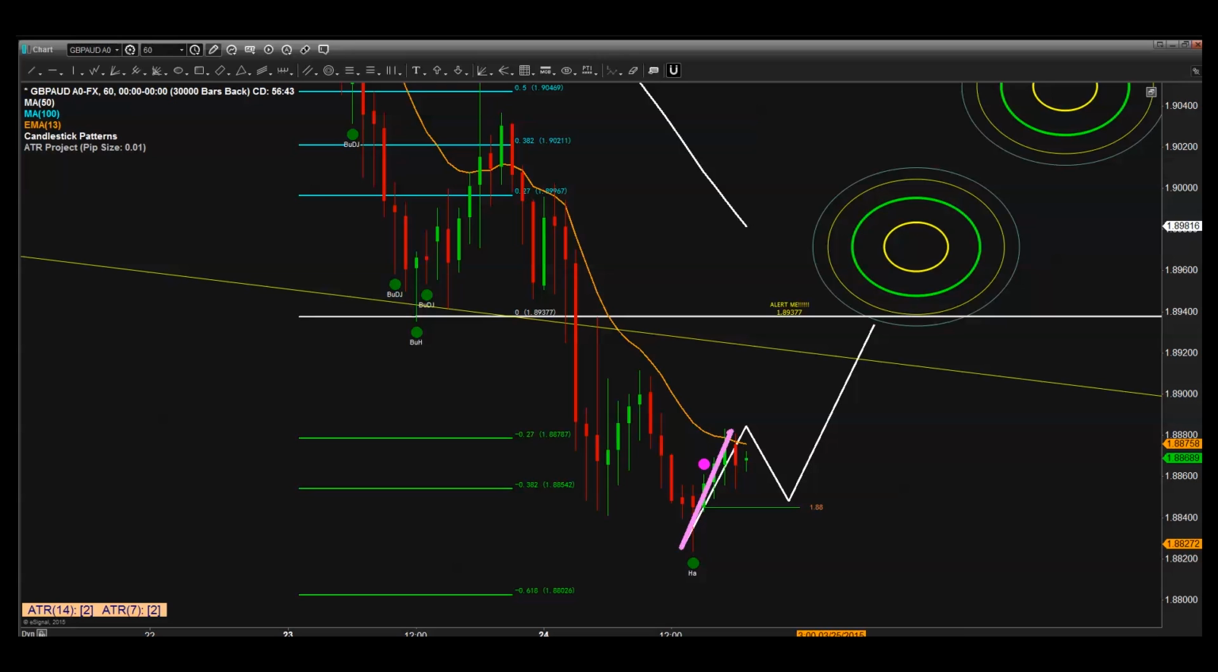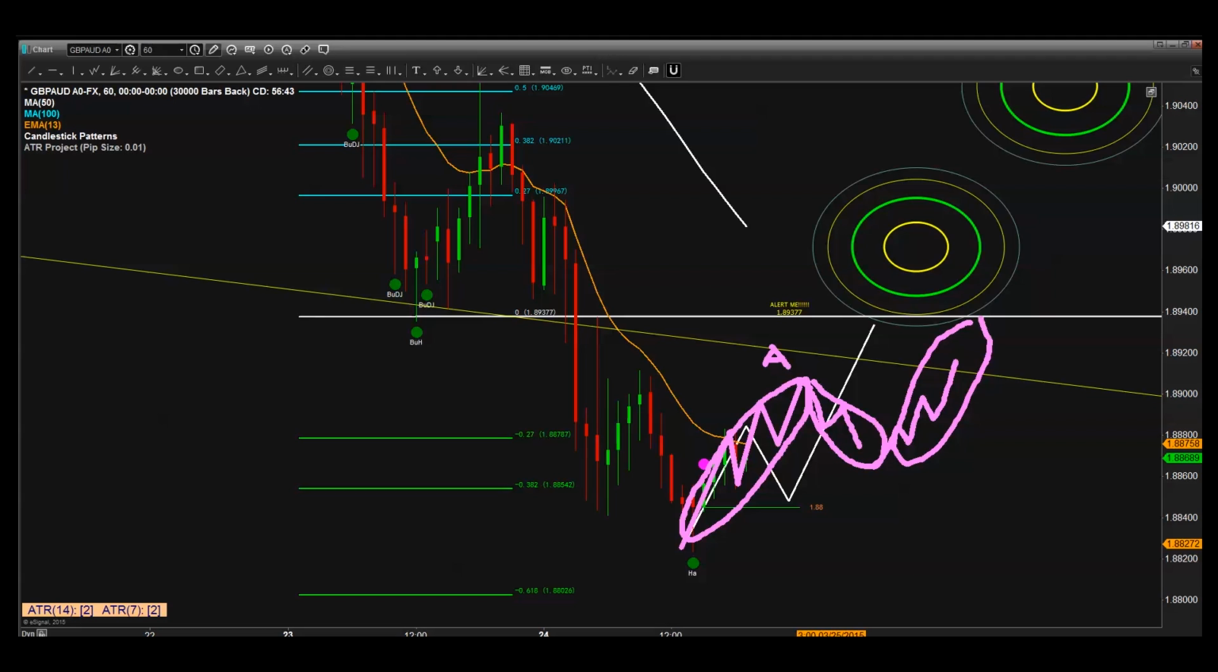See, they have done a 1, a 2. They need a 3, a 4, or a 5. This will be the A. Then they need to do a 1, 2, 3. That will be my B. And then they've got to do a 5 here. 1, 2, 3, 4, 5 to complete the C wave.